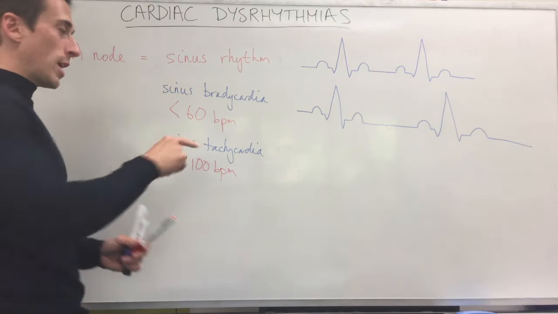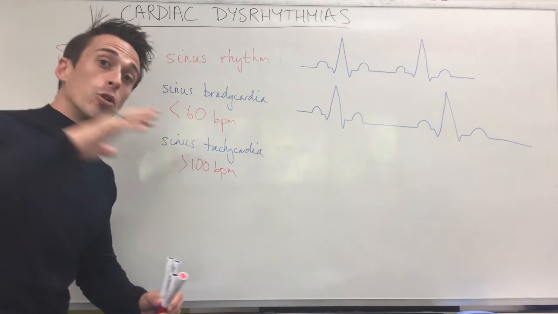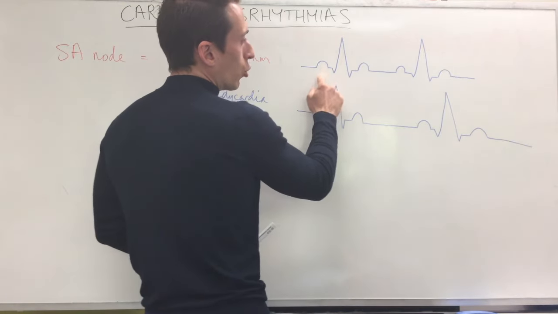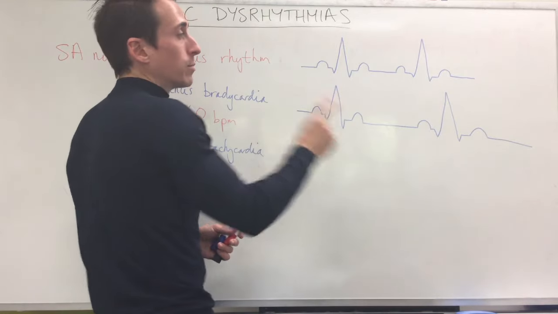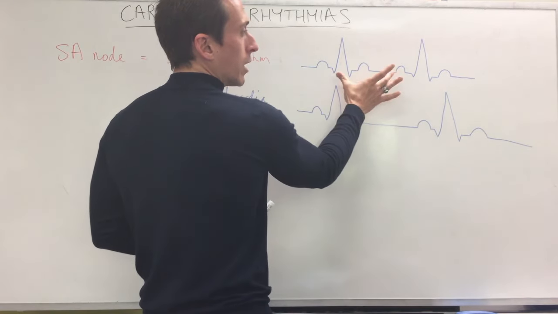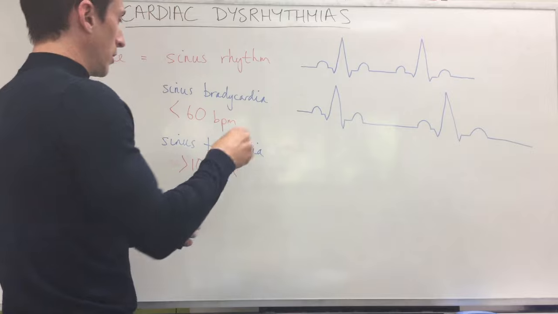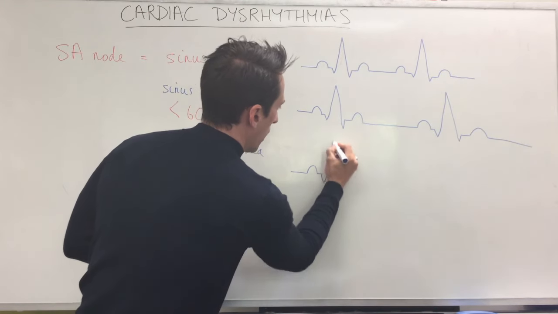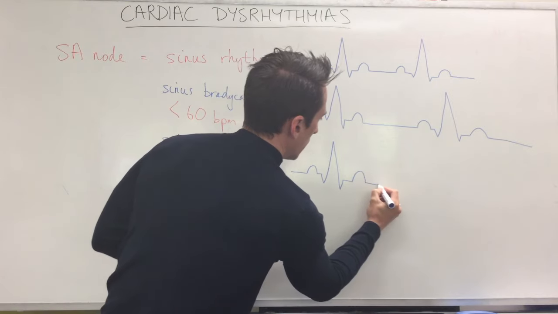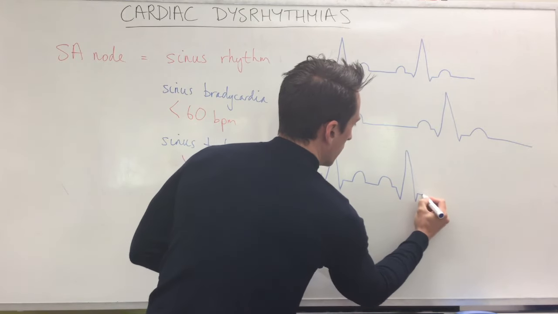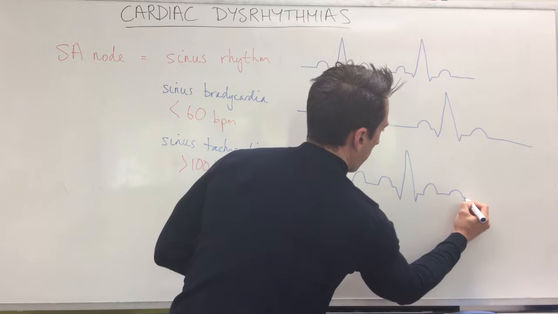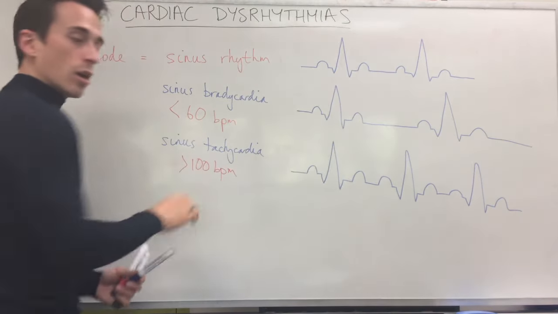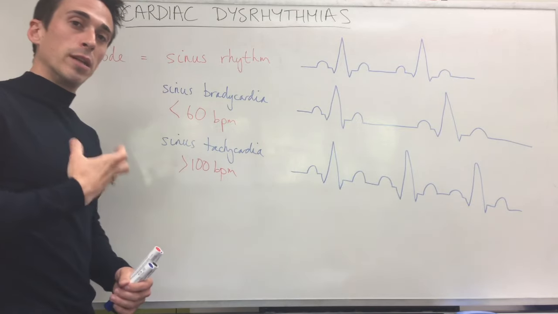And because it's originating at the sinoatrial node, it's going through the normal conduction system just more quickly, which means, again, you get a normal ECG pattern. It just means that your P to P intervals are shorter this time. So in sinus tachycardia, you still get your P, Q, R, S, T, and then another P, Q, R, S, T very soon after. And again, this will happen over 100 times per minute.